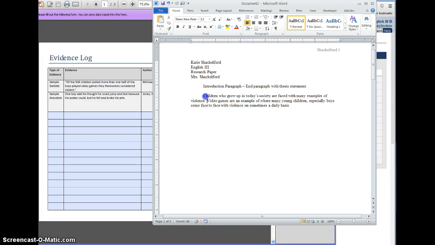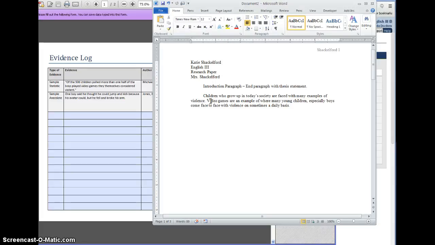So topic sentence is all my words. Second sentence is all of my words, okay? I haven't researched anything yet. It's just my opinion. Video games are an example of where many young children, especially boys, come face to face with violence on sometimes a daily basis, period.